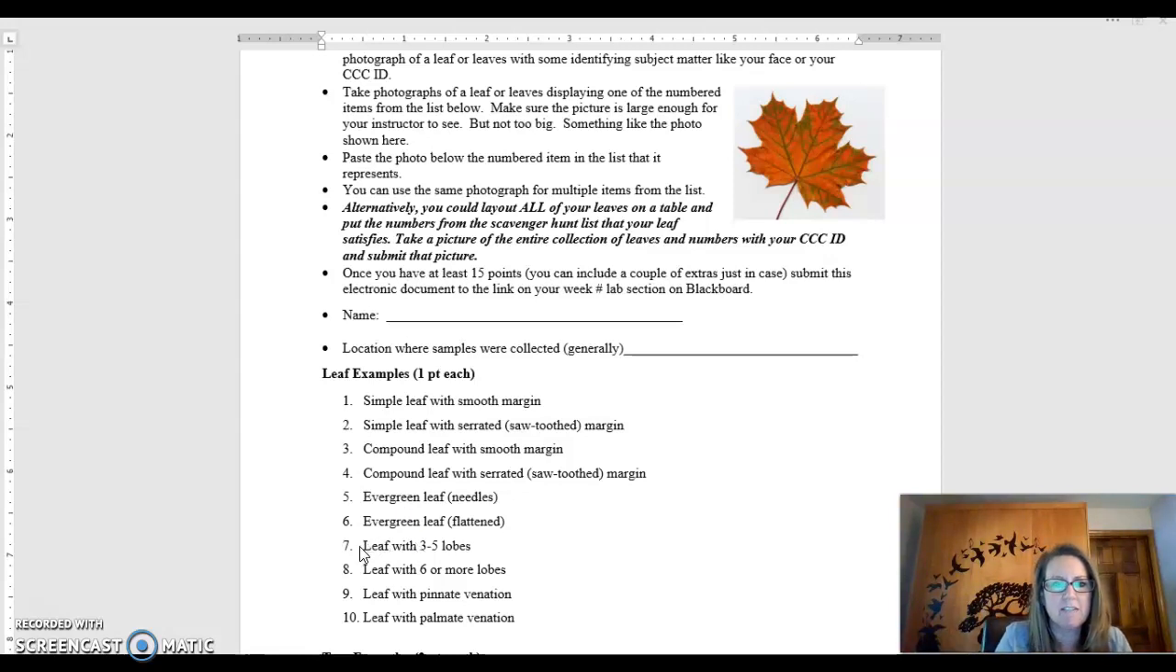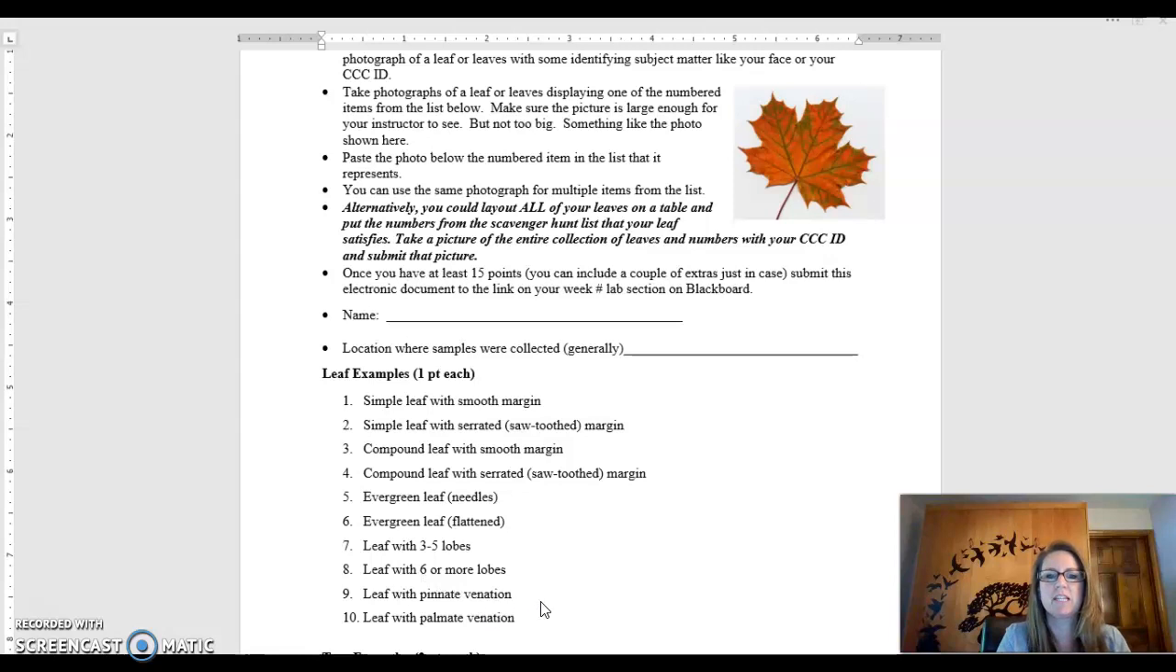All right, when I look at 7, this says leaf has 3 to 5 lobes. Each one of these things that juts out is a lobe. So this is 1 lobe. This is 2, 3, 4, and then the last one here, 5. So you can count this one already as leaf example 1 and leaf example 7. So that gets you 2 points. Because you had 5 lobes, you can't count it for one that has 6 or more.